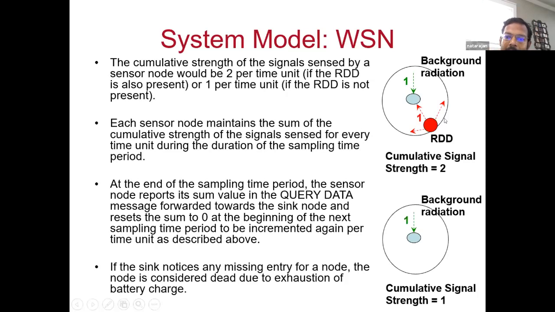On the other hand, if there is an RDD moving around within the sensing range, we assume that the RDD is going to emit some radioactive signals that will add to the strength of the signals sensed by the sensor node. For modeling purposes, you're going to assume that it adds one more unit to that signal strength. So the cumulative signal strength detected for that particular time unit for that sensor node is going to be 2.